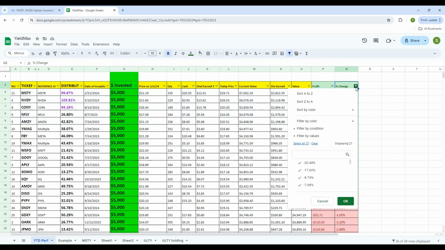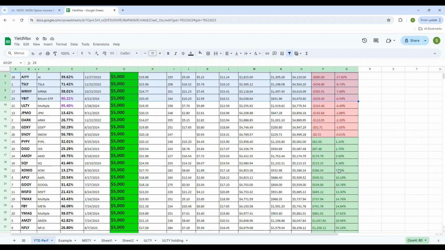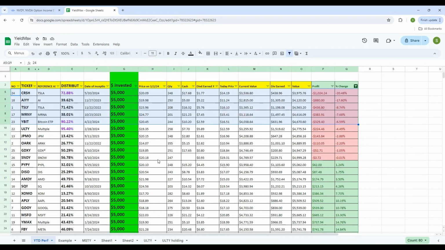And let's see which is the lowest. Now looking at the top five losers: CRSH, which is actually a short of Tesla, AIYY, Tesla, Moderna, and YBIT. So these are the top five losing ones. And you can see that there are some where you just make 1%, 2%, 3%.